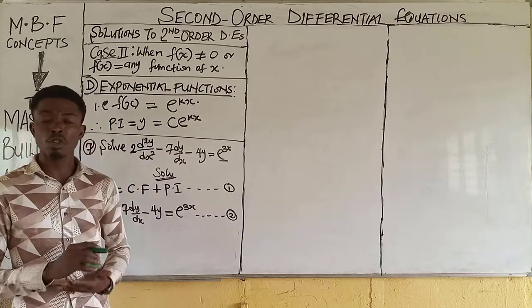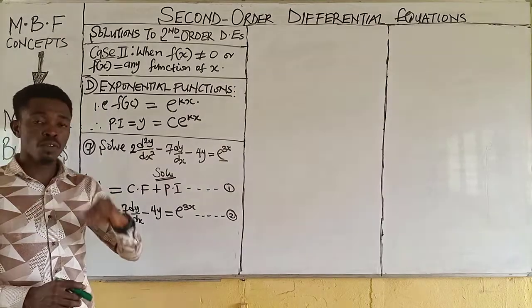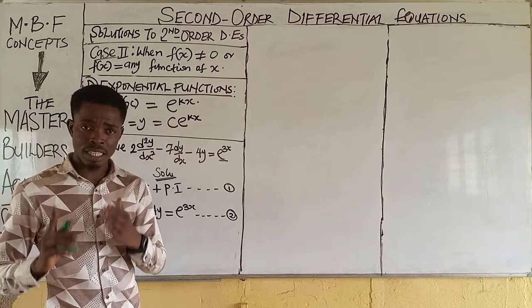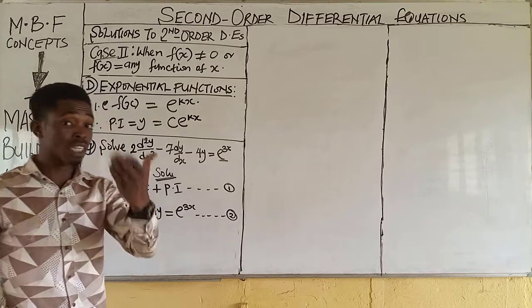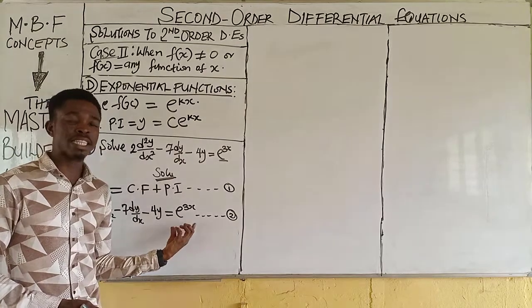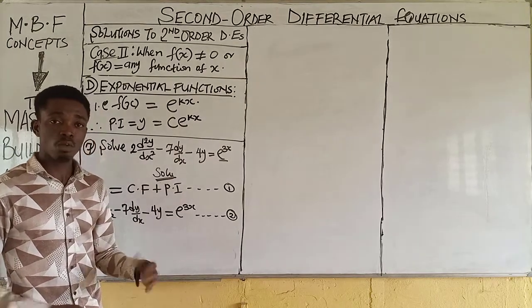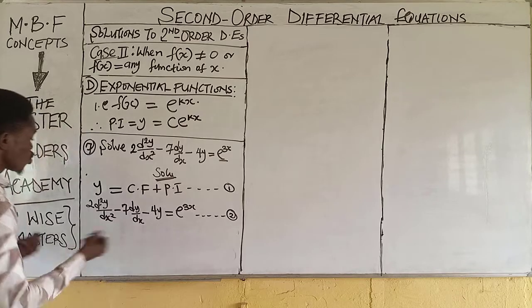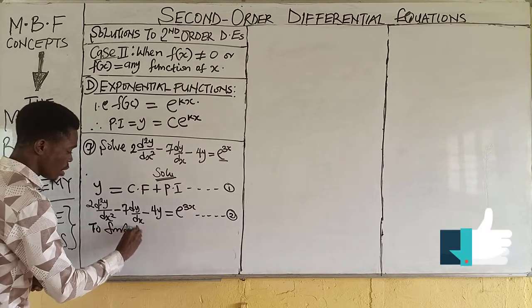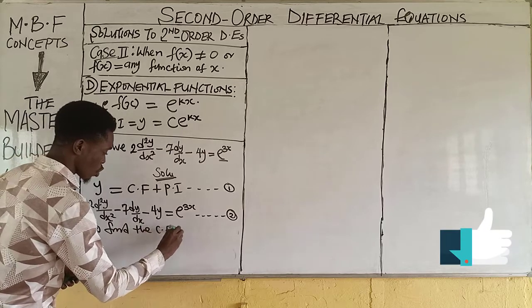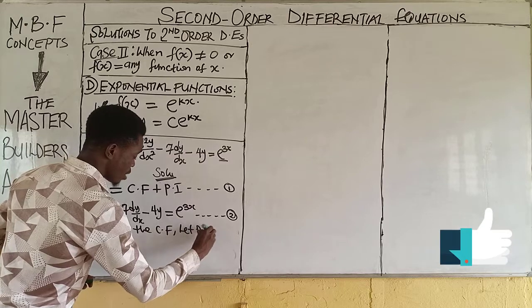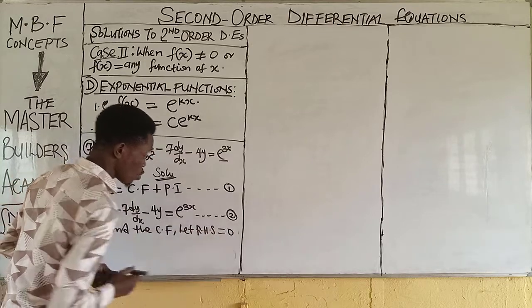You know that for you to be able to obtain the complementary function for any second order differential equation, you must ensure that the right hand side of the equation is equated to 0. That means I need to replace e^(3x) on the right hand side with 0. Therefore, all I need to do here is to state what I want to find first. So to find the complementary function, let the right hand side of our equation be equal to 0.